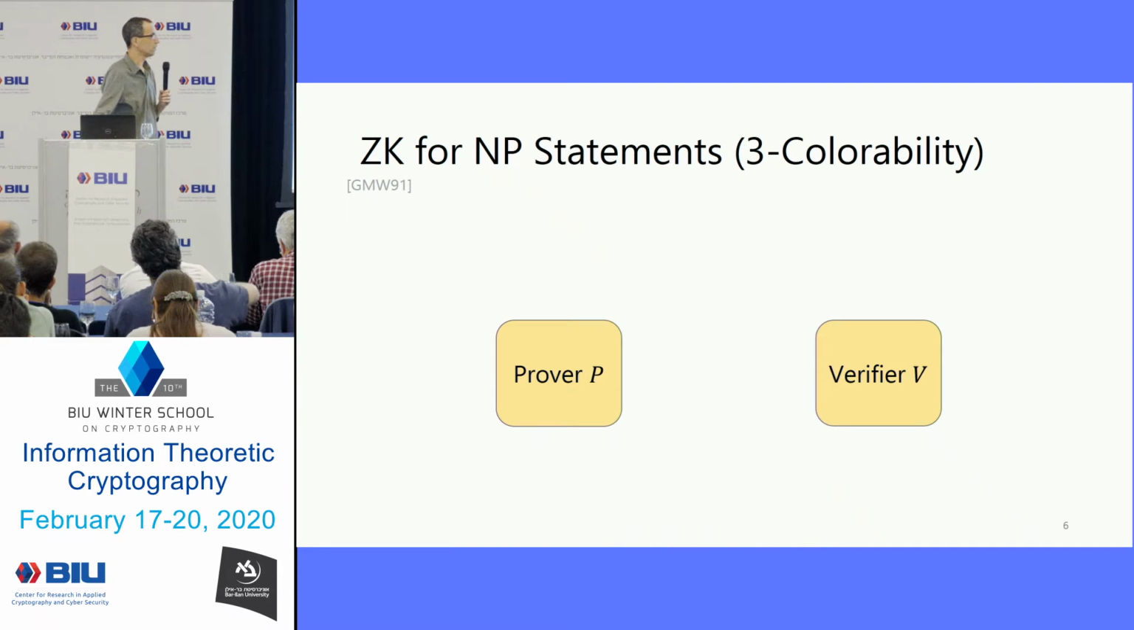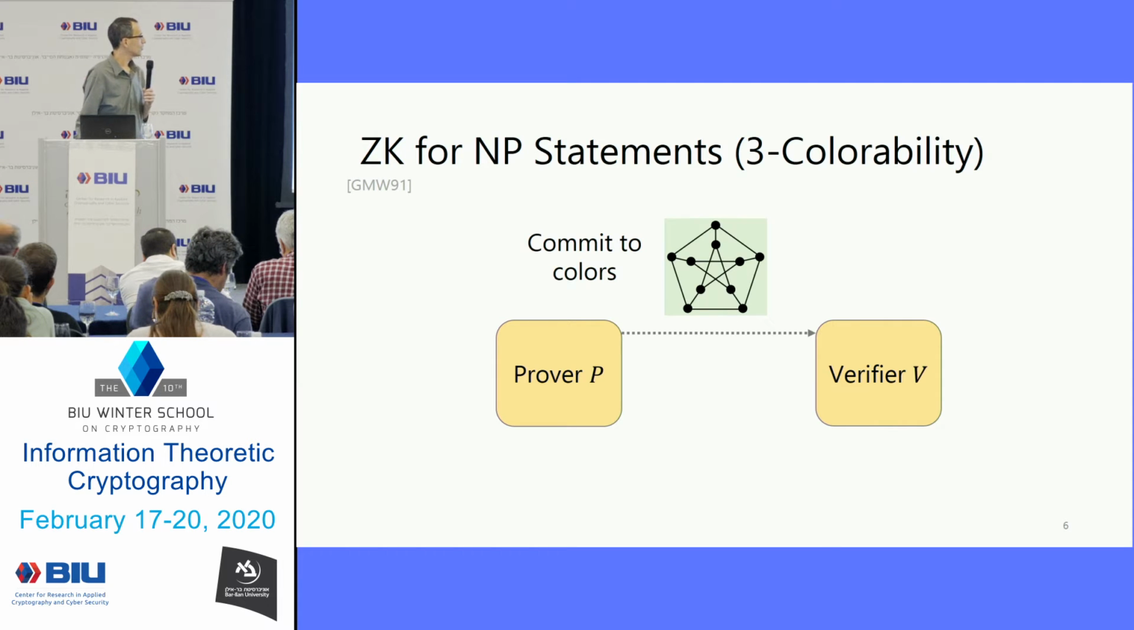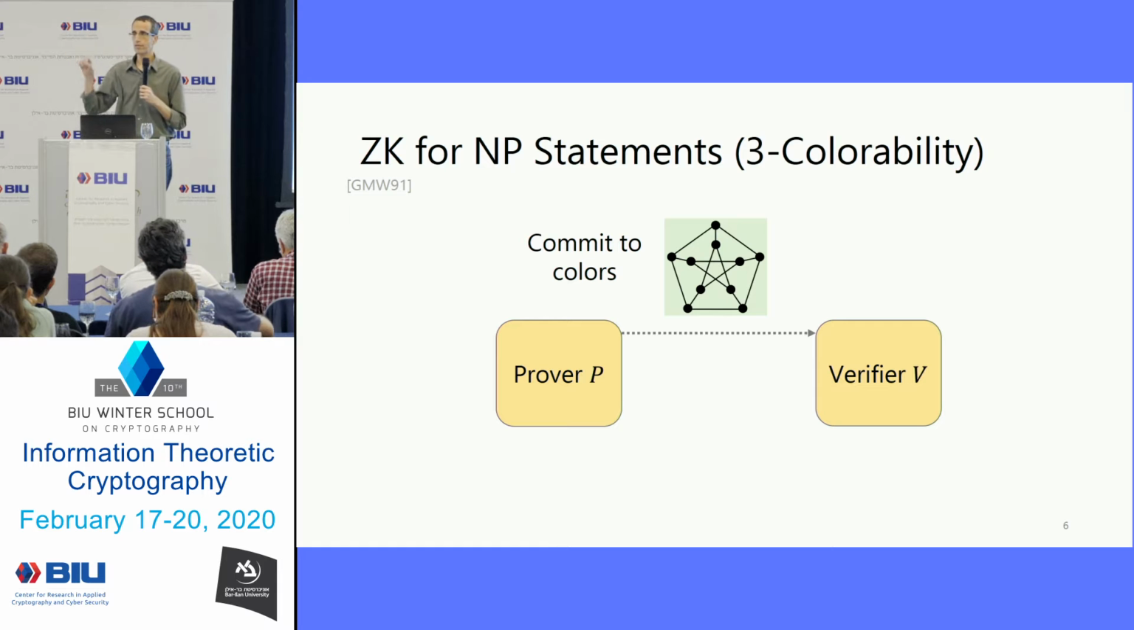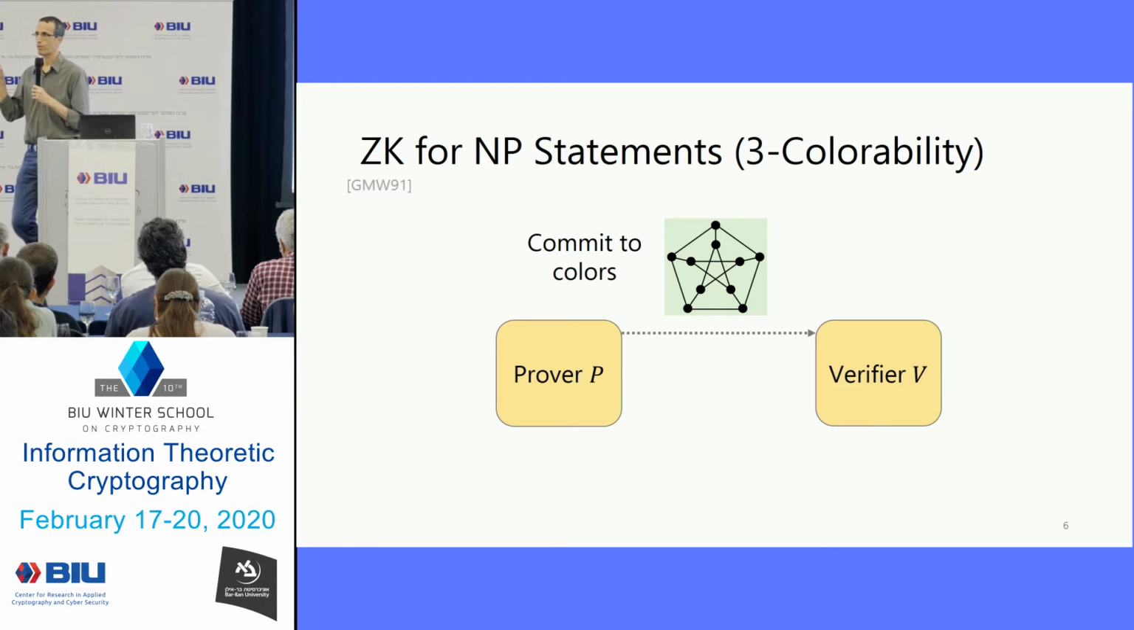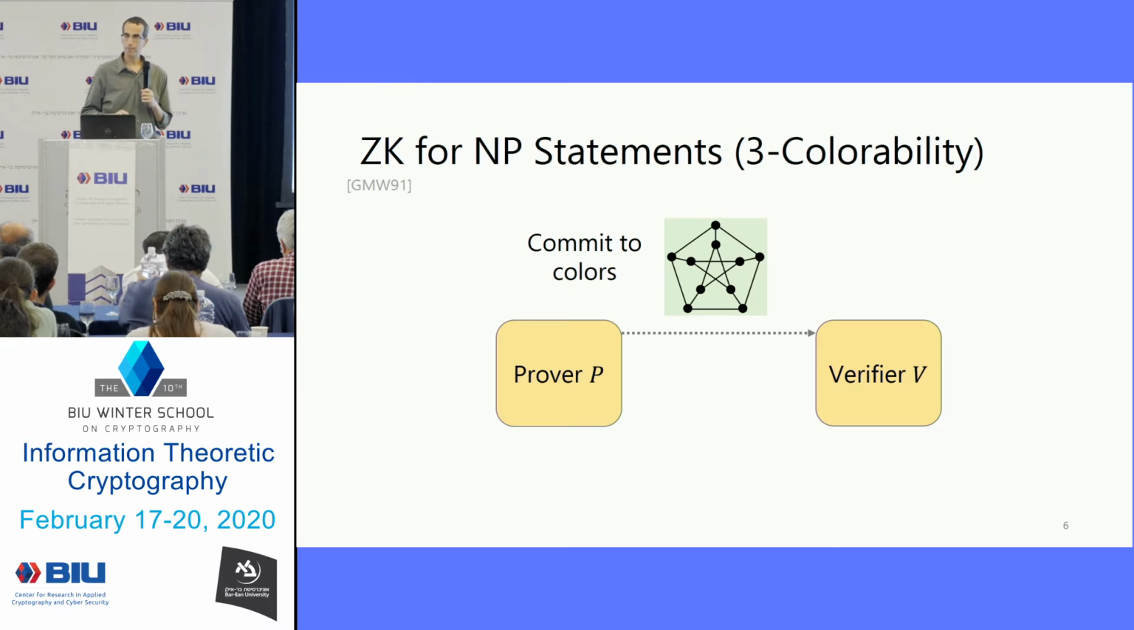Here's the idea of the proof. It's very simple. Here's P and V. So what the prover does first is color the graph in three colors, right? 1, 2, 3. Red, blue, and green. And commits to the colors. And he sends the commitment to V. So it's a commitment. V can't open it, but P can't change the colors once they're committed.